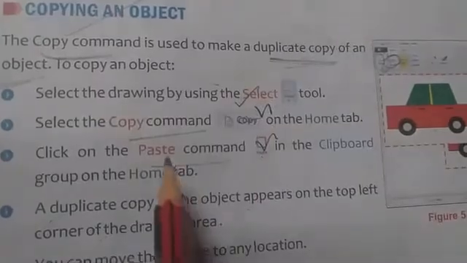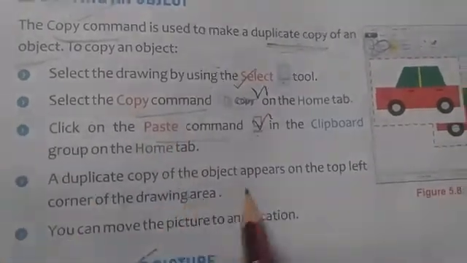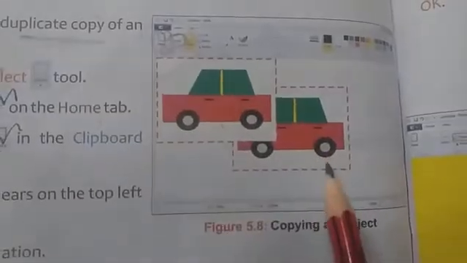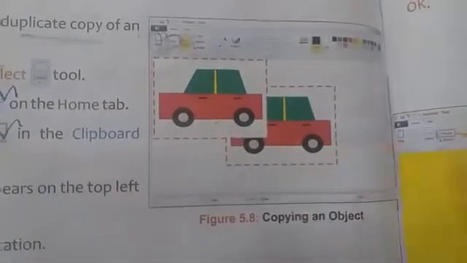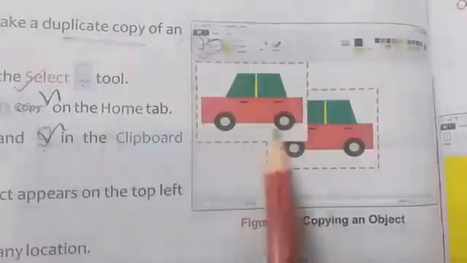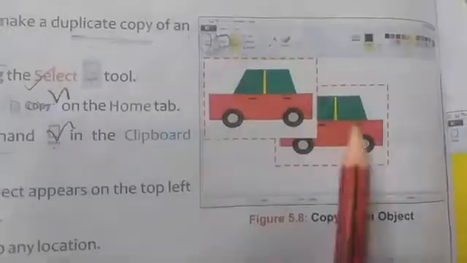So whenever we will click on the paste command, a duplicate copy of the object appears on the top left corner of the drawing area. So here in this picture you can see, so here we have created this car's copy here. So that's why it is coming top left corner of the screen. So 2 copies now we have created here.